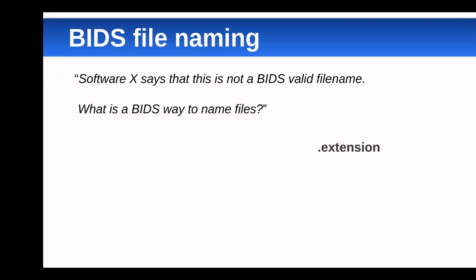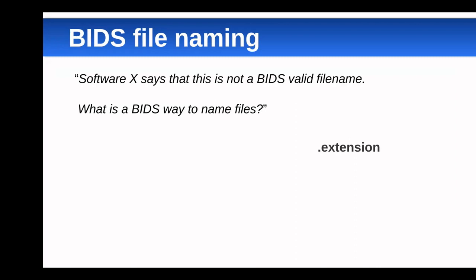Okay, but then comes the question: thanks, you've given us all this very generic advice about good practice when it comes to naming files, but what are the actual rules that you use in BIDS to create a file name? Well, they all pretty much follow the following pattern.